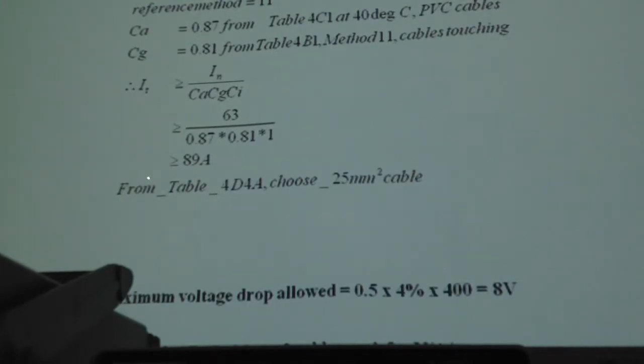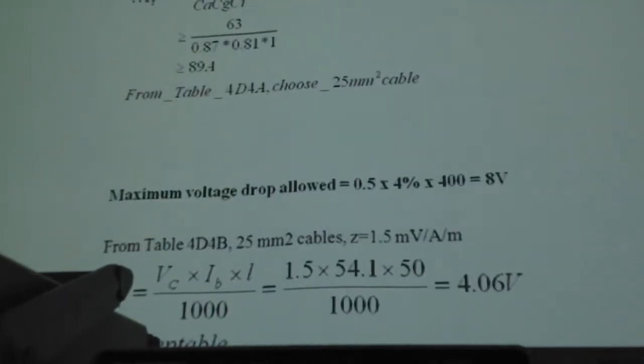So I calculate the current, 89 amp, then I go back to the table to choose 4D4A. Why do I go to 4D4A? Because this is an armor multi-core cable. Some of you have gone to 4D1A. 4D1A is for single-core PVC cables.